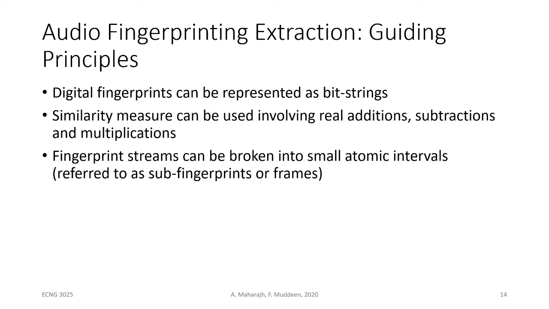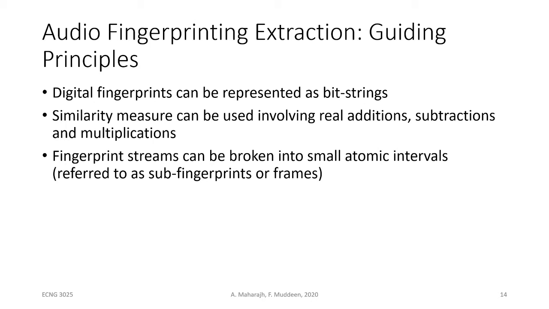Now, a digital fingerprint can be represented as a bit string. And because it's a bit string and is digital in nature, that means we can use similarity measures using additions, subtractions, and multiplications. Also, because the fingerprint streams are digital, they can be broken into small atomic intervals referred to as sub-fingerprints or frames. And for the rest of the lecture, we'll be referring to these broken segments of the fingerprint as frames.